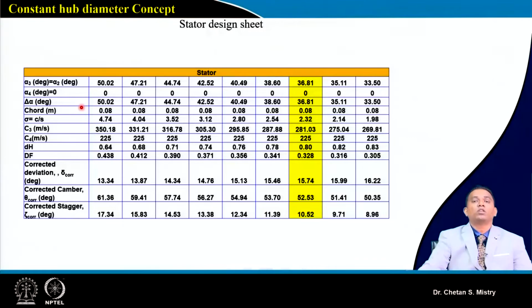So in order to reduce the number of iterations at the preliminary design stage, what we are doing at this moment, we need to keep an eye on all these parameters. Otherwise, it may increase your number of iterations. Now, here we are doing the calculation for one of the stages.